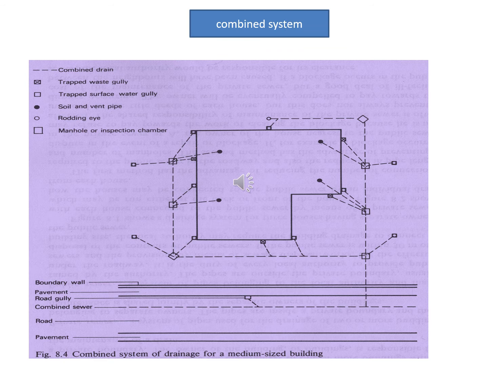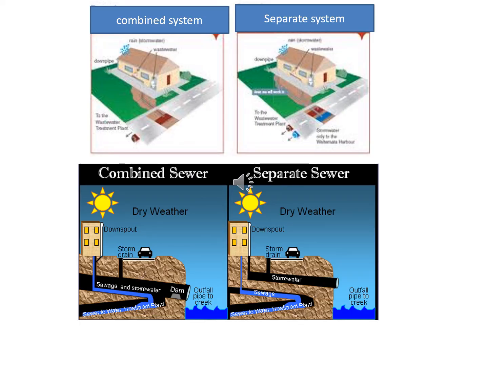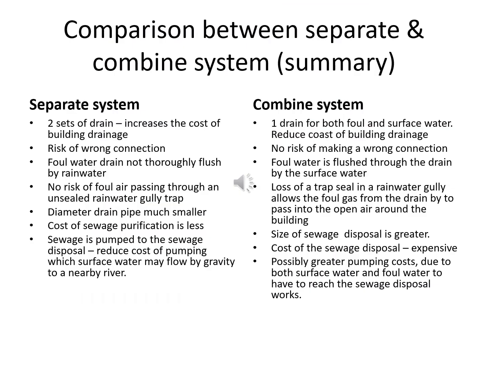As we can see, in the combined system, the foul water discharge from water closet, basin, sink and bathtub and the rainwater or surface water from roof are conveyed by a combined drain to combined sewer. Another example of pictures for combined sewer and separate sewer. The comparison between separate and combined system.